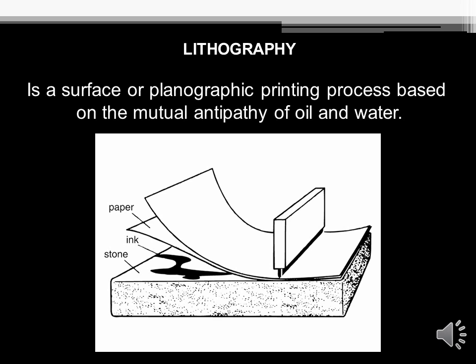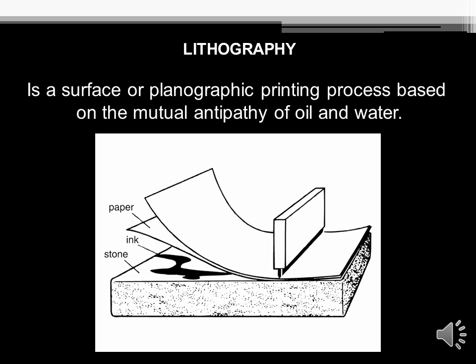Next is lithography. Lithography is a surface or planographic printing process based on the mutual antipathy of oil and water. You make your lithograph on a slab of Bavarian limestone traditionally. They also have a few other lithographic processes that we won't really get into that are done on metal plates. But traditionally, when you're transferring your image, it's called a direct method. You draw onto the surface of the stone with a wax pencil or a litho crayon. You can also draw on it with an ink-like liquid called tusche.